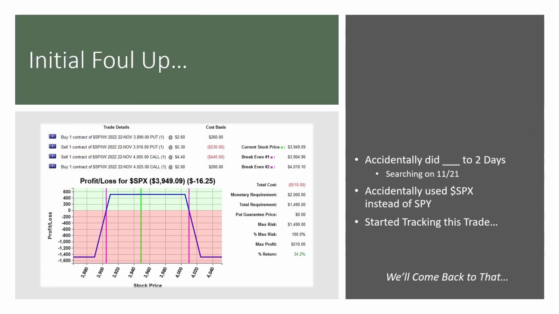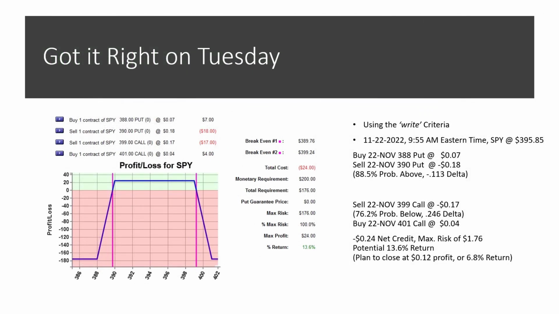Now, initially, I had a foul up. I accidentally did blank to 2 days when running the search, assuming just a Monday, Wednesday, and Friday expiration. This slipped my mind, the Monday, Tuesday, just about daily expirations on SPY and SPX now. Speaking of which, I accidentally used SPX instead of SPY. We came across a 20-point spread on Monday morning for Tuesday, the 22nd expiration, 2 days away, for SPX. Now, we'll come back to that. We did start tracking that trade, but we realized that we weren't doing exactly what Anthony had asked. But we got it right on Tuesday.